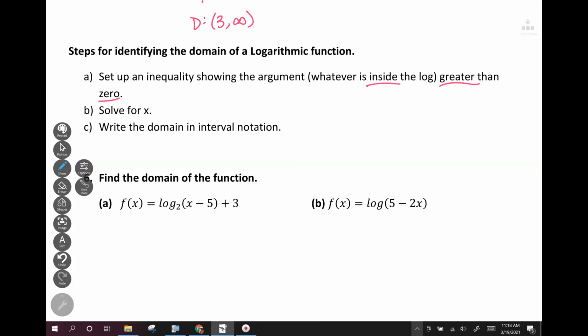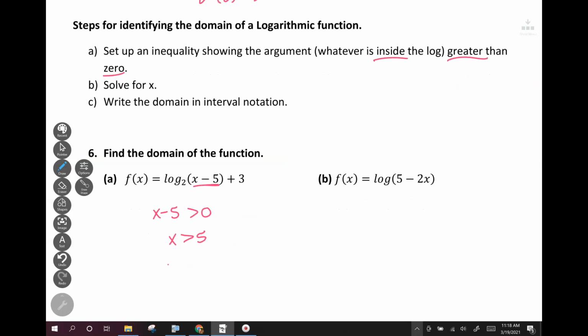Okay, so you're gonna take whatever's inside your log, set it greater than 0, and solve for x. And then you can write your domain in interval notation. So let's see on A. What's inside the log is x minus 5. That has to be greater than 0, so therefore x has to be greater than 5, just adding that 5 over. You can write that in interval notation. Greater than 5 is going to be starting at 5, parentheses because it's not equal to, and going to infinity. If you put that on a graph, you would see that the vertical asymptote is at 5, and so your domain ends up being from 5 to infinity.